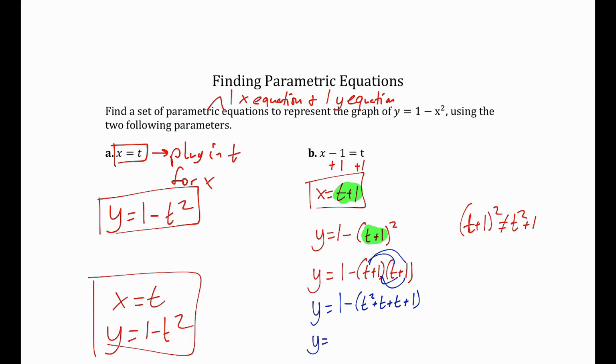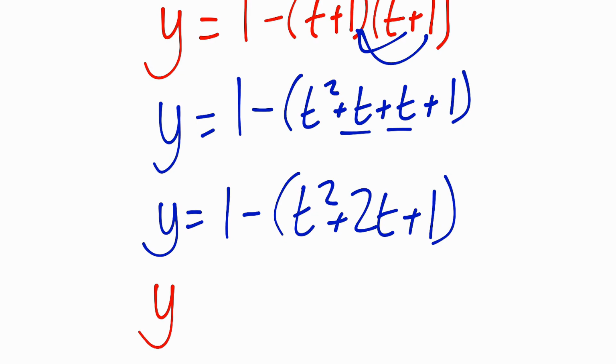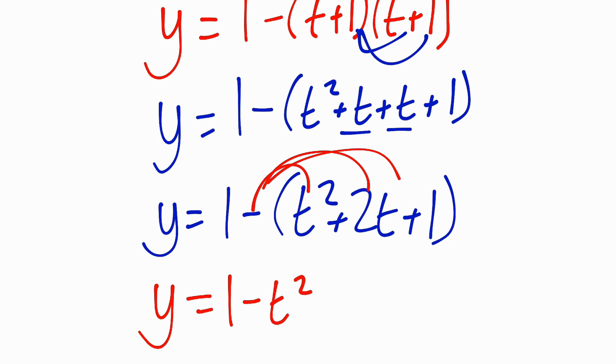Cleaning it up a little bit more, we got 1 minus, and I'm just going to clean up what's in the parentheses, combining like terms. We got two t's there, so we got t squared plus 2t plus 1. Now we are subtracting everything in that group. If it helps you to think about it this way, this is not how I typically go about it, but I know a lot of students go about it this way. A lot of people like to distribute that minus and rewrite it. So we have 1 minus t squared minus 2t minus that last 1.